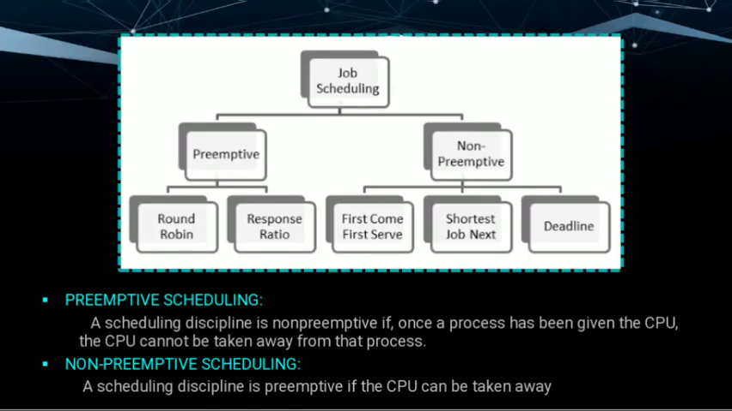And the job scheduling is divided into two types. One is preemptive scheduling and another one is non-preemptive scheduling. In preemptive scheduling, the operating system can decide on the previous job or the next job before the previous job is done. In non-preemptive scheduling, the operating system will wait till the current job is finished and then only can decide about which job is scheduled.